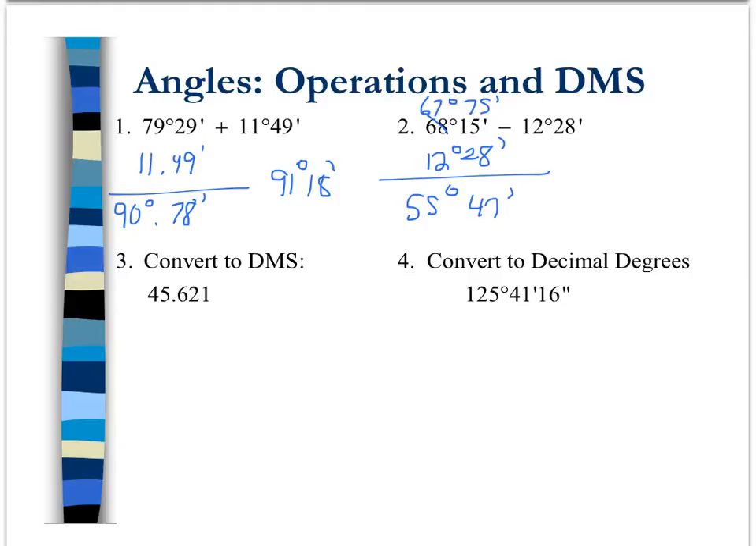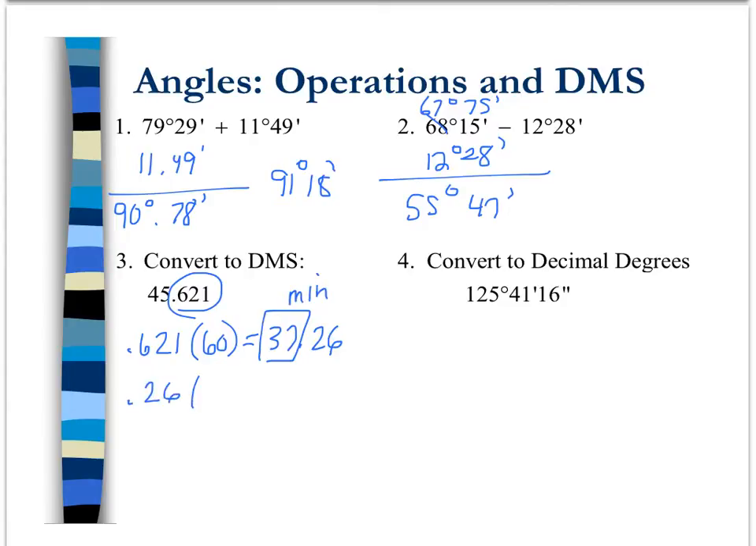Now when we're converting decimal degrees into degrees, minutes, seconds, we have to take this decimal portion and multiply it by 60. So if I take .621 and times it by 60, that gives me 37.26. The whole number part is the number of minutes. Now I take that remaining decimal and times it by 60 again to get the number of seconds. That gives me 15.6, and then you either take the 15 or you can round up to 16. I imagine that the answer choices will probably have you round up. So our answer will be 45 degrees, 37 minutes, and 15 seconds.